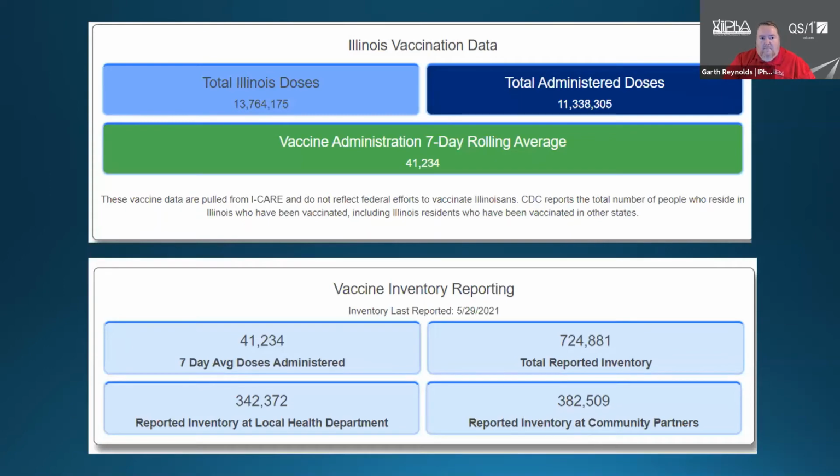We've had 13.7 million doses distributed, and about 11 million of those have been administered. So that's not too bad, about 41,000 vaccinations a day. And you can see the split, and I think you will start seeing a huge shift here. Most of this inventory has been with local health departments, but more and more has been shifting over to community partners, which includes pharmacies. I think you will see that shifting very rapidly towards the community partners.